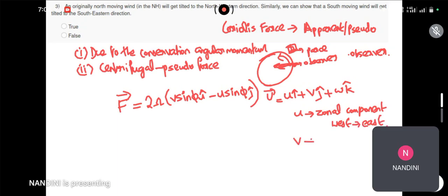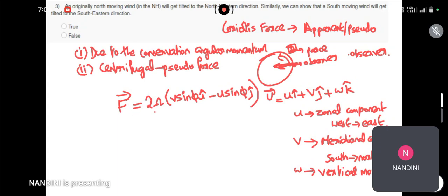And V is the meridional component, which gives you the velocity in the south to north direction. And W is the vertical component, which gives you the motion along the atmosphere, upward or downward. So generally, if you consider wind or any motion in the atmosphere, it has three different components. V gives you the motion along the south-north direction. U gives you the motion along the west-east direction.